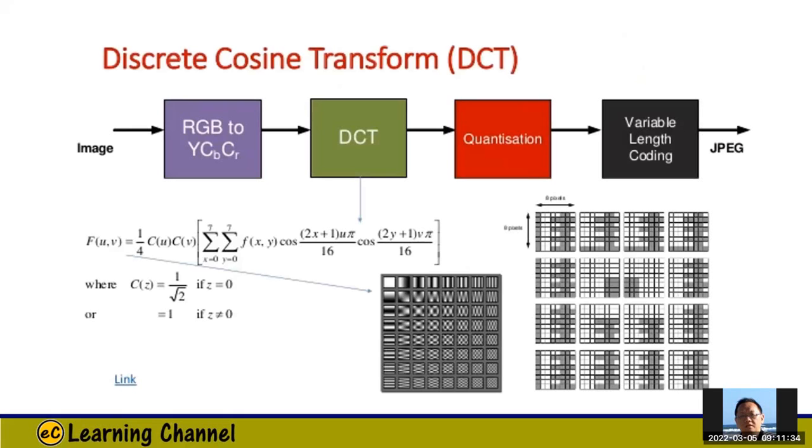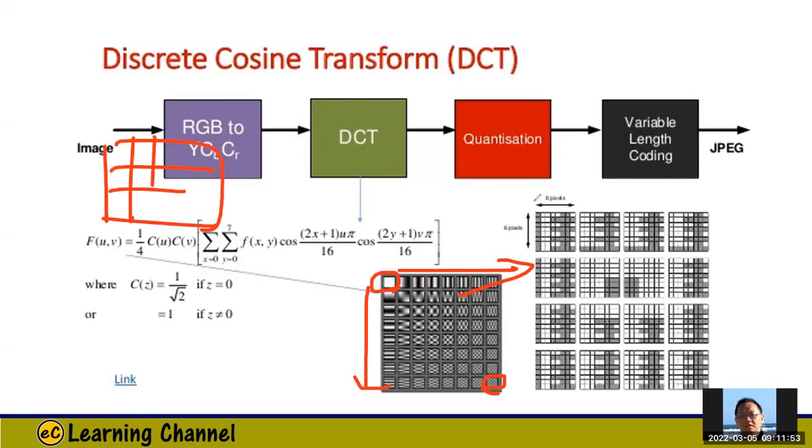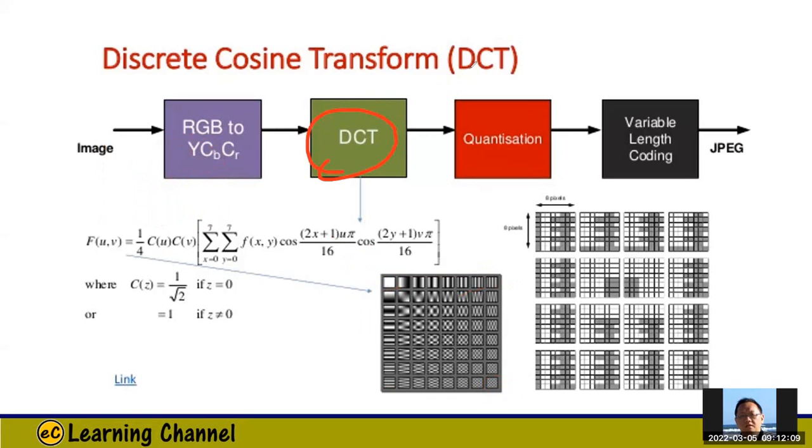Your two-dimensional case is the same thing. Here your DC term is the average, and here you have higher frequency in the corner. So frequency grows in this direction and in this direction. Your original picture, an 8x8 block, will be converted to this kind of frequency domain data. That uses the DCT, the discrete cosine transform, to convert it.